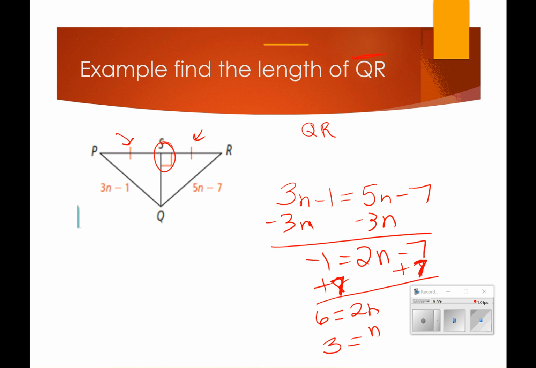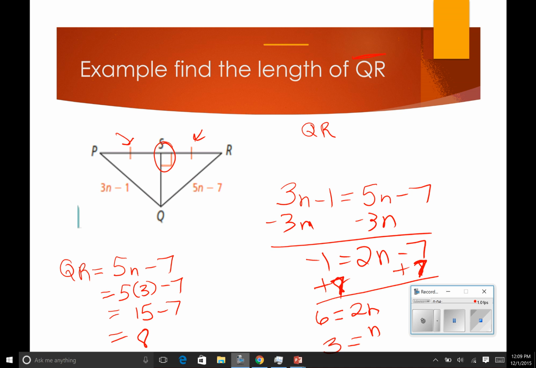Okay, but we didn't want to find out what n was. We wanted to know what QR is, and since QR is 5n minus 7, I'm going to substitute 3 for n, and I'm going to get 15 minus 7, which is arithmetic. I can't do calculus, but under arithmetic, you guys know that's going to be 8.